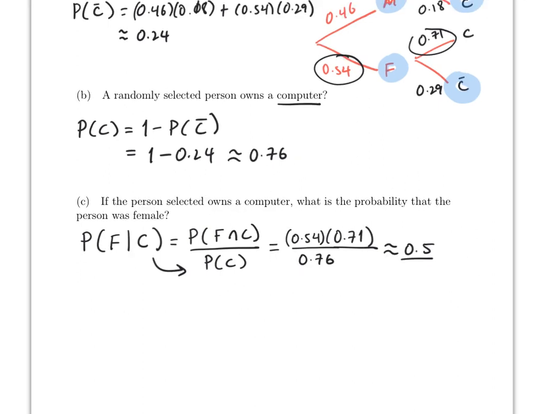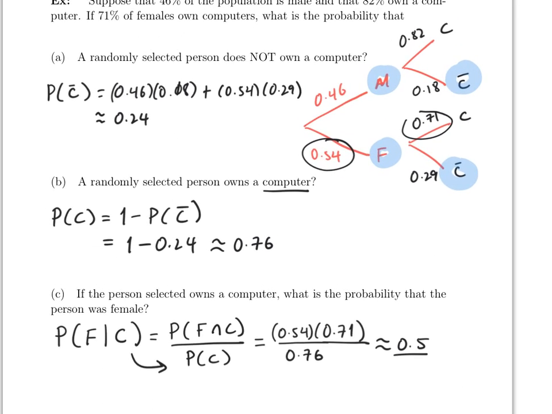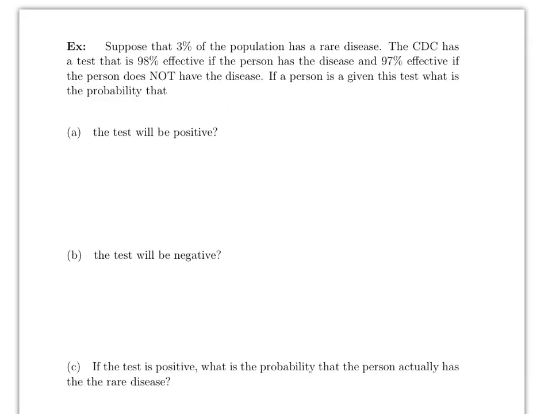And as you can see, the key to solving this problem is to have the correct tree diagram. Once you have completed this, you have completed A. To complete B, you can do the complement or go through the whole tree again, and you cannot answer part C without having completed part B or part A first. Okay, so let's do another example.